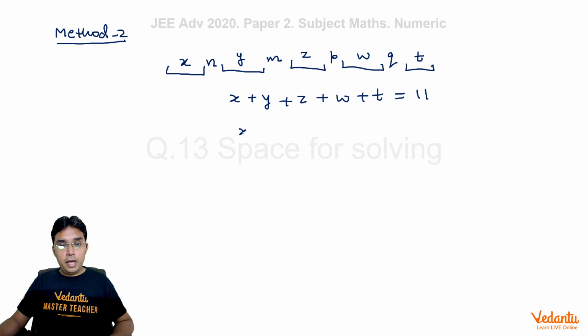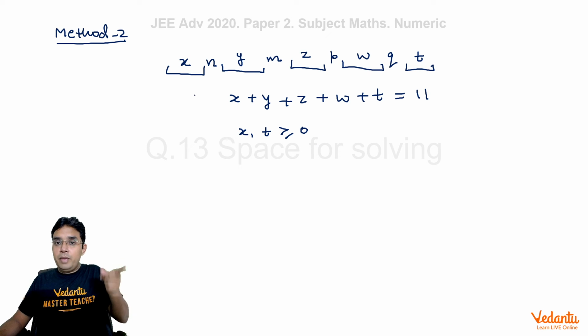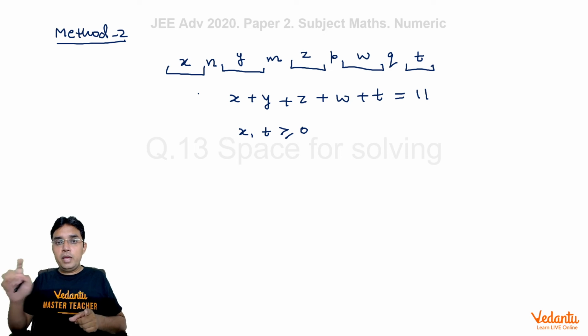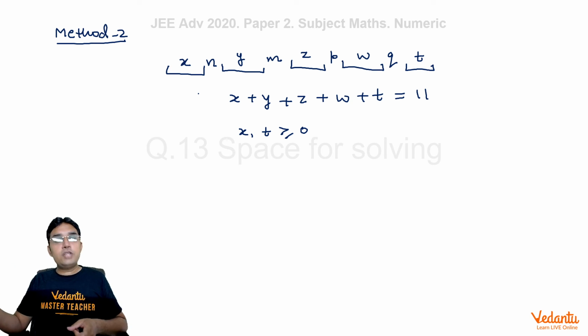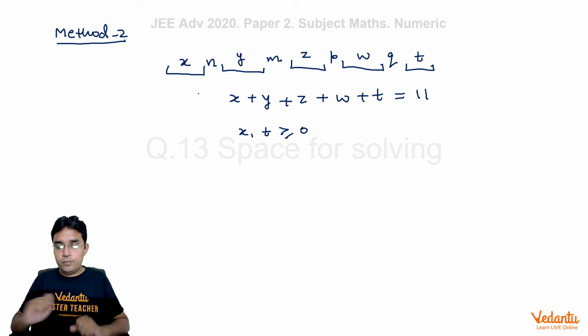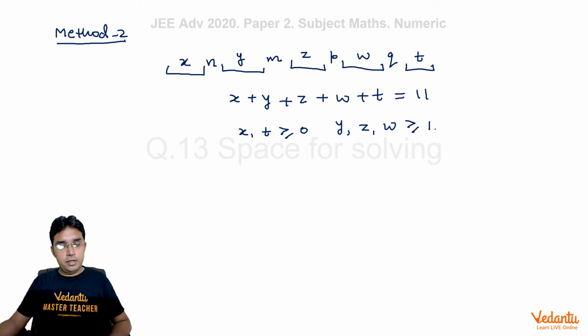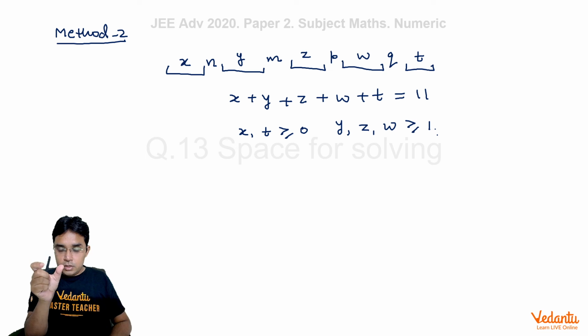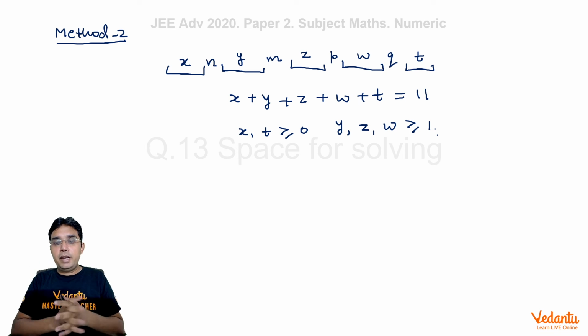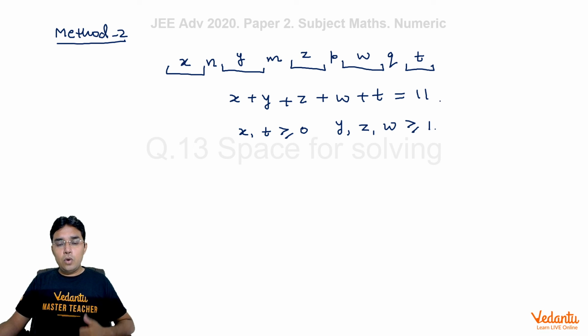Now the condition on x and t would be that they can be greater than or equal to 0, because you may make a visit on the very first day also, you may make a visit on the last day also. In that case x and t will become 0, but your y, z and w should be at least 1, so that no two days on which a visit has been made are consecutive. Now this is similar to non-negative integral solutions of a linear equation, which we can write directly, but here y, z, w are greater than or equal to 1.